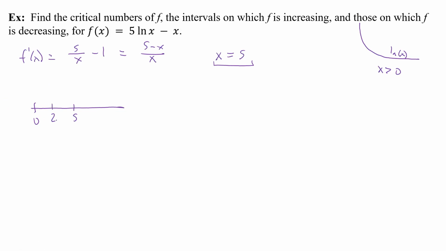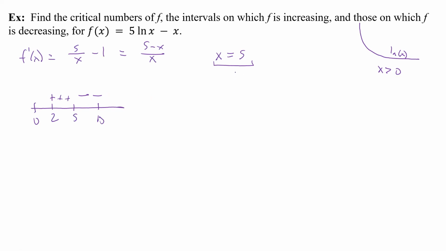So let's plug a number in between here. 5 minus 2 is 3 divided by 2, so that's going to be a positive number. What about something out here? Maybe, I don't know, 10. That's a big number. 5 minus 10 is going to be minus 5 divided by 10, so that's going to be a negative number out here. So it looks like we're increasing and then all of a sudden we're decreasing, with pluses up to here and minuses over here.